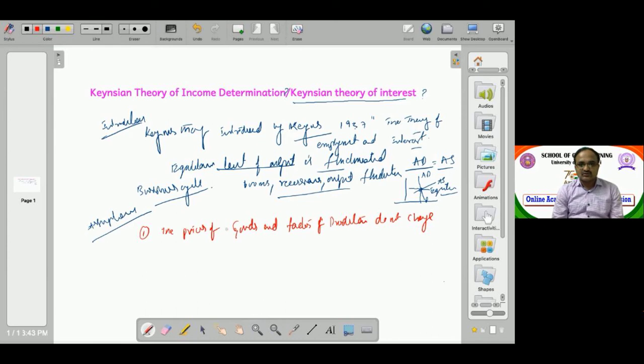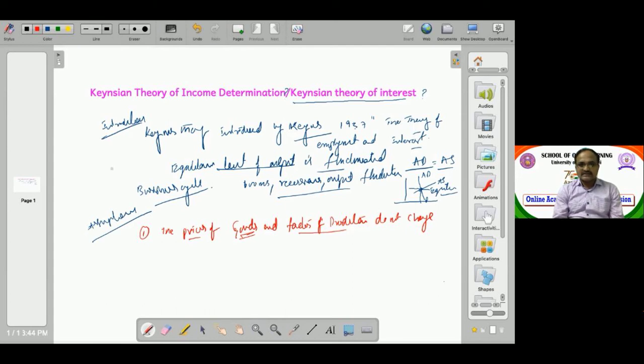That means the prices of goods and services and the factors of production do not change. Factors of production we know very well: land, labor, capital, organization. And what are the prices of the goods? Whatever production is available in the market, the producer has to produce for the market. The prices cannot change.